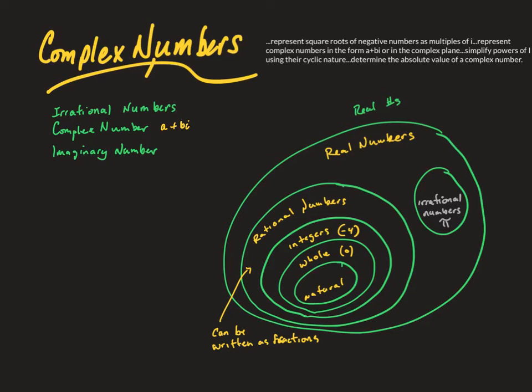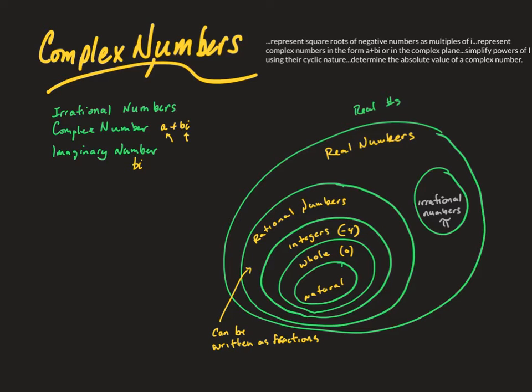The complex number has a real number, and it also has an imaginary component. So an imaginary number is a number in the form of bi. So this is my bi, where b is the real number and i equals the square root of -1. And so that's the identification of a complex number.